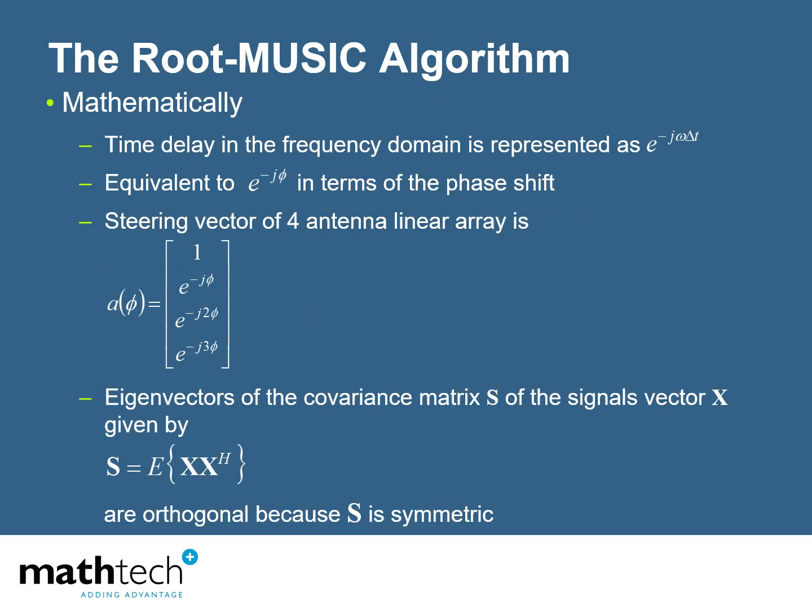A time delay in the frequency domain can be represented as e to the minus j omega delta t. Omega delta t is equivalent to the phase shift, phi. The steering vector A can now be represented as a vector of increasing time delays in line with the delays at each receiver. S is the covariance matrix of the signal matrix X, equivalent to the expectation of X with its Hermitian. S is symmetric and therefore is orthogonal, which means that the eigenvectors are orthogonal.